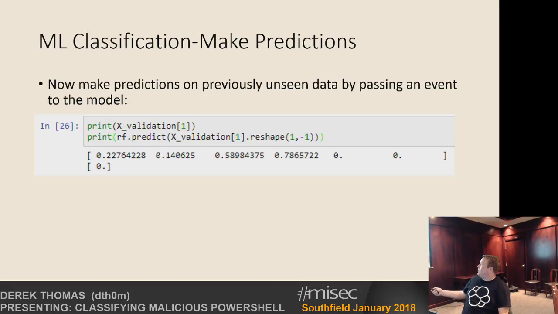Just pass it to RF predict. It expects a certain shape, which is why I reshaped it there. Here you see we're printing the event and we're printing the prediction. So here's the event metadata and then here's the prediction. And that's it. Once you have your model, you can do this, and we do this in near real time.